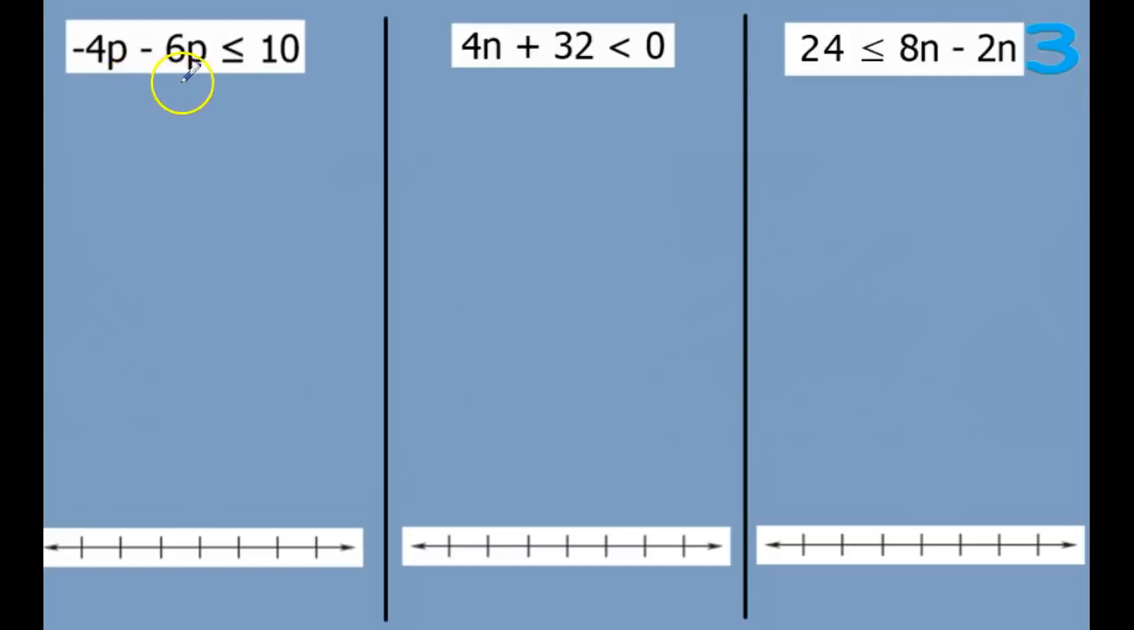Here, it's another two-step problem. First of all, we have two like terms. They both have p's on them. So we have to combine them. Negative 4p minus 6p should give us a negative 10p. Negative 10p is less than or equal to 10.